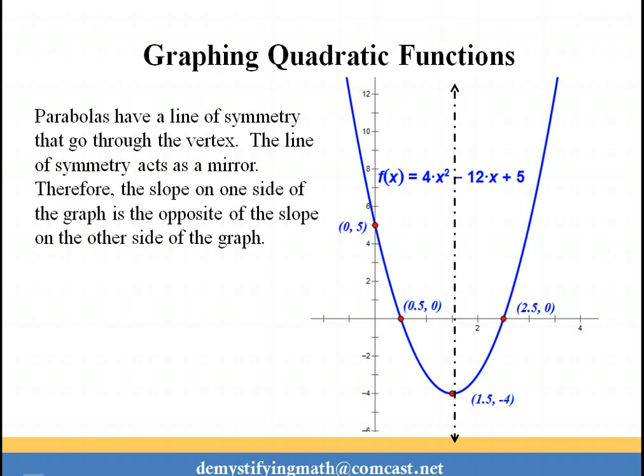Parabolas have a line of symmetry that goes through the vertex, and that line of symmetry acts like a mirror. So if you have a positive slope on one side of the graph, you flip it over the mirror, or the line of symmetry, and you're going to get a negative slope on the other side. Let's look at that in detail.